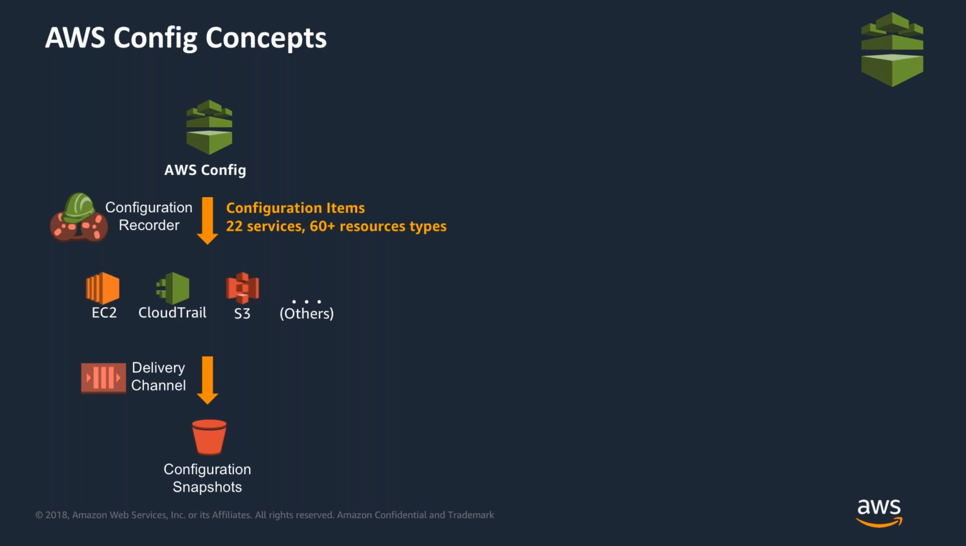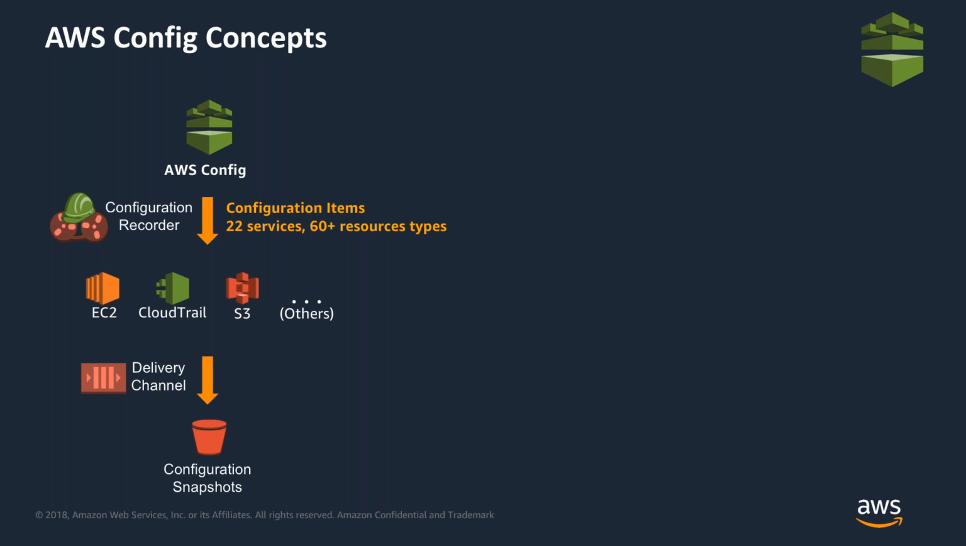You can change the settings of your delivery channel. The settings that you can modify are the Amazon S3 bucket, to which AWS Config sends configuration snapshots and configuration history files. You can specify how often AWS Config delivers configuration snapshots to your Amazon S3 bucket. And then lastly, the Amazon SNS topic, to which AWS Config sends notifications about configuration changes. So all of those three you can specify in your delivery channel.